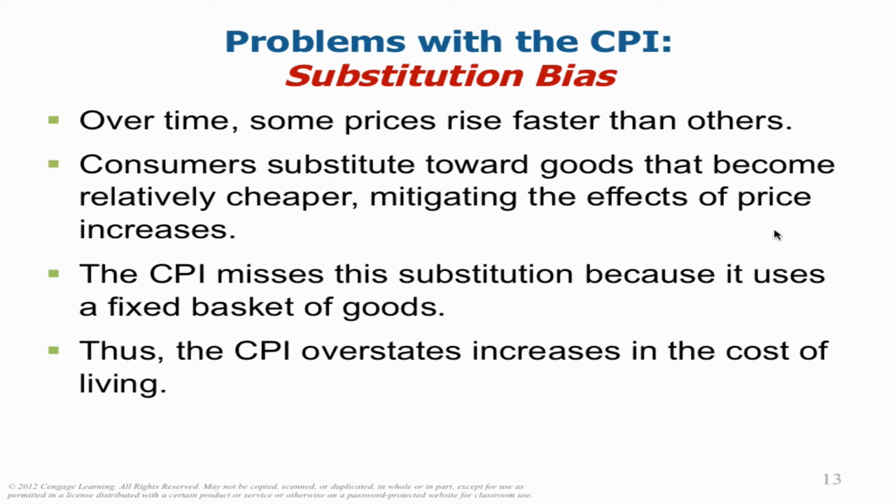You can virtually envision the multiple choice question over this, can't you? As a result of substitution bias, CPI: A, understates the cost of living. B, always gets it right. C, overstates the cost of living. D, is not affected by substitution bias. Yes?